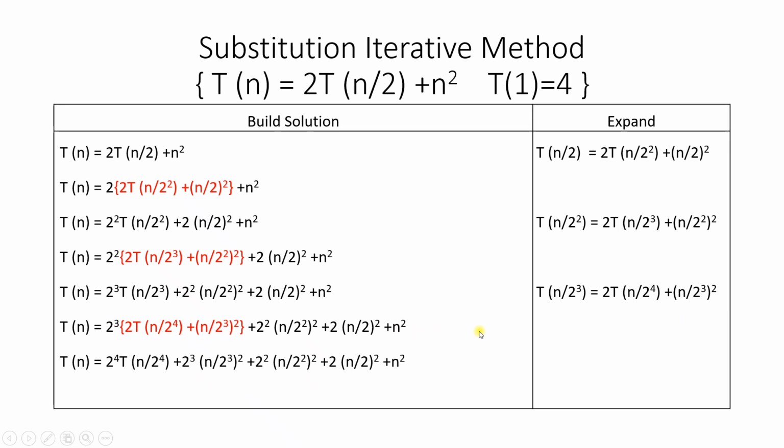Solving it, we get 2 to the power 4 T(n/2⁴) + 2³ (n/2³) whole squared + 2² (n/2²) whole squared + 2 (n/2) whole squared + n².